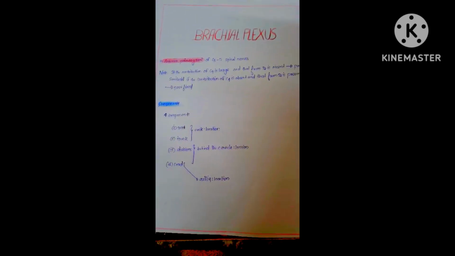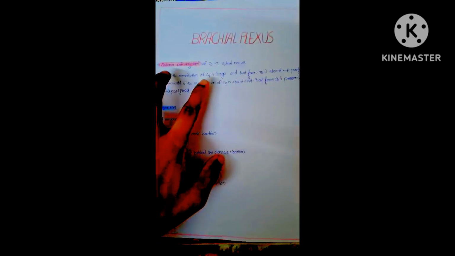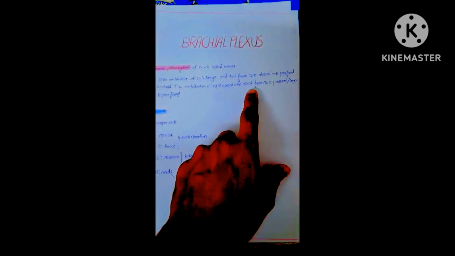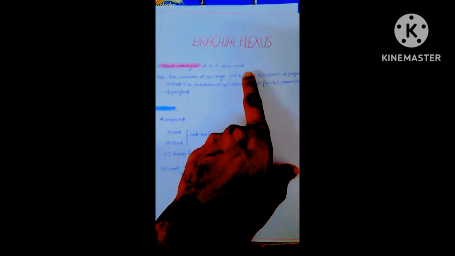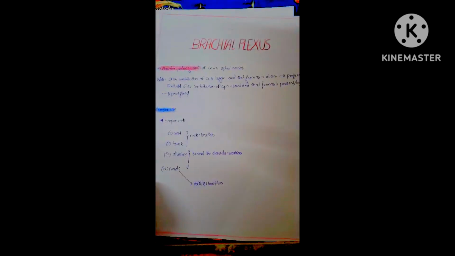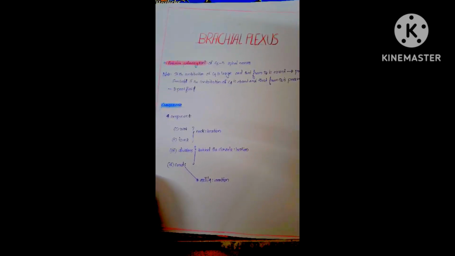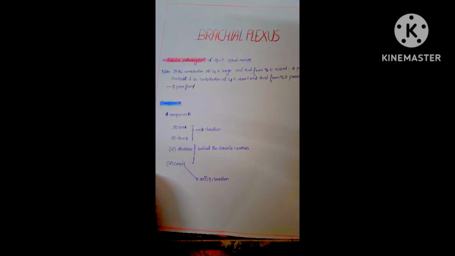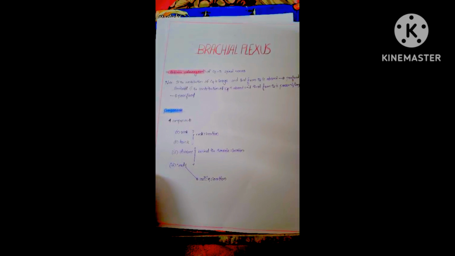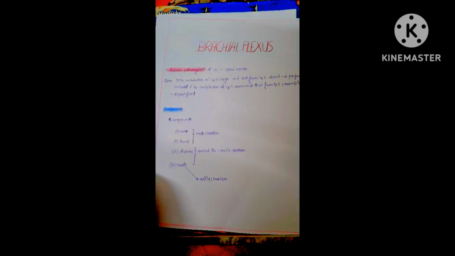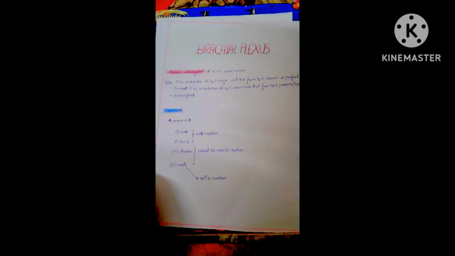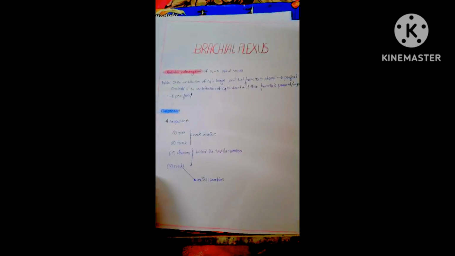Coming to the note, if the contribution of C4 is large and that of T2 is absent, it is called prefixed brachial plexus. If the contribution of C4 is absent and that from T2 is present, it is postfixed.